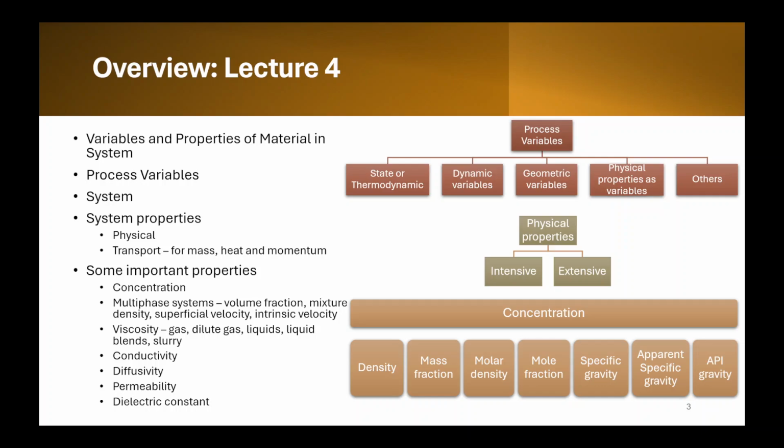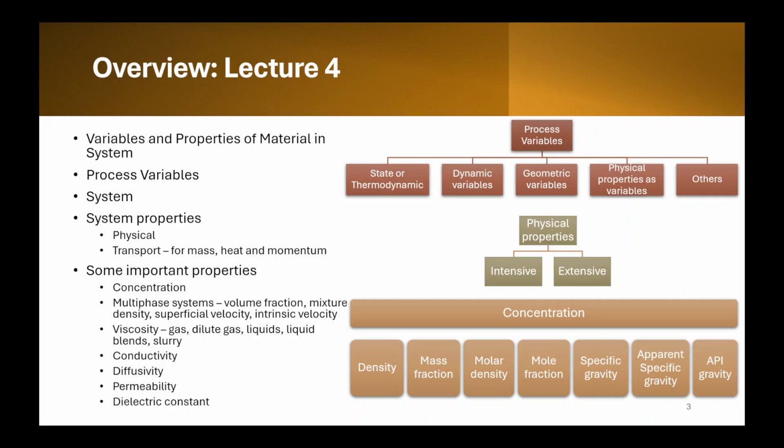Next, we will go through the overview of lecture 4. Lecture 4 dealt with the variables and properties of material in a system. Process variables may be either state or thermodynamic variables, or dynamic variables. State or thermodynamic variables may be enthalpy, entropy. Dynamic variables may be velocity, flow rate. Geometric variables may be volume or size. Examples of physical properties as variables may be viscosity or density, and for the others it can be termed as concentration. One of the examples can be concentration.